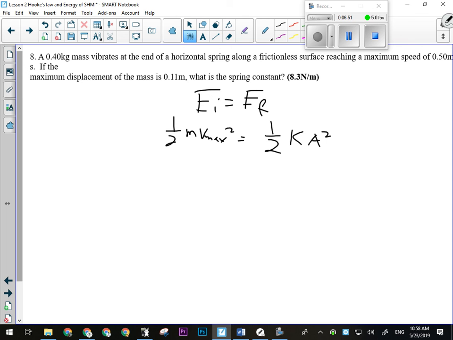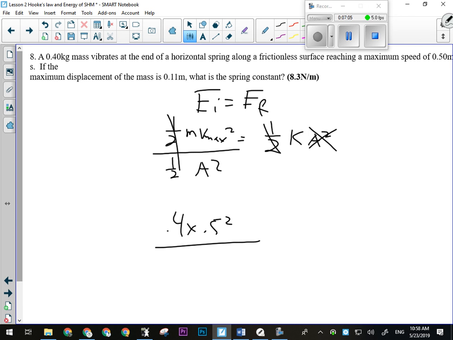So we're just going to divide both sides by 1/2 A squared. The halves will cancel, and then we've got k. So we'll have 0.4 times 0.5 squared divided by 0.11 squared. The key here is to remember to square those two values, because if you don't, obviously it comes out a lot different. So we'll get 8.3 newtons per meter on that one.